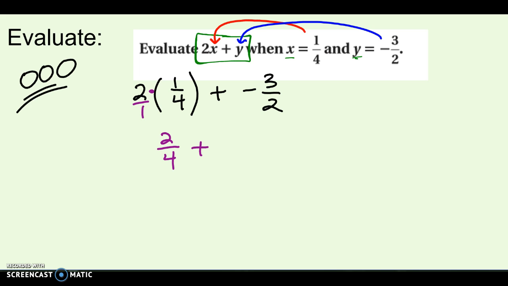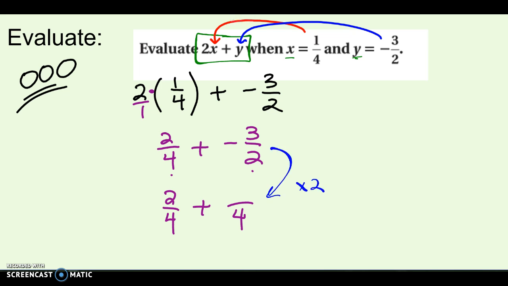So bring everything else down. And now I see it's just an addition problem. And yep, it looks like we need common denominators between these, so I'll rewrite it. Common denominator would be 4, so the 2/4 can stay the way it is. And the negative 3/2 needs to be written as fourths. So this is going to be multiplied by 2 to get it into fourths. So 3 times 2 would give me that. And it was negative.